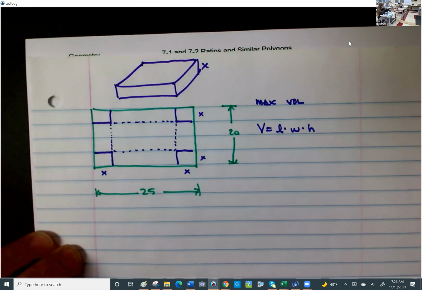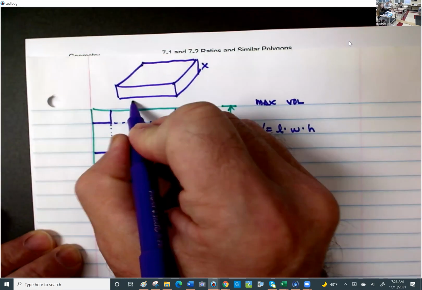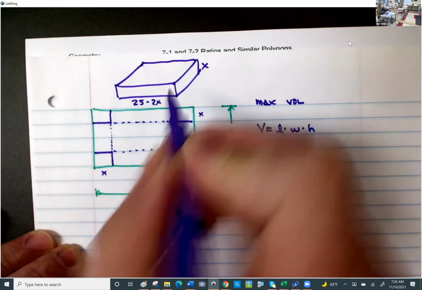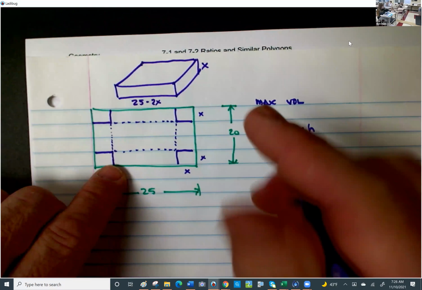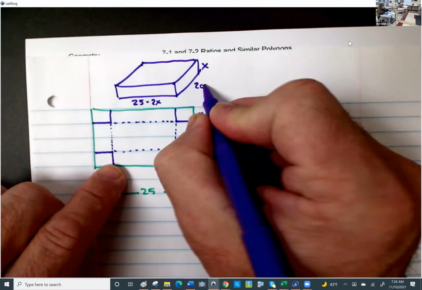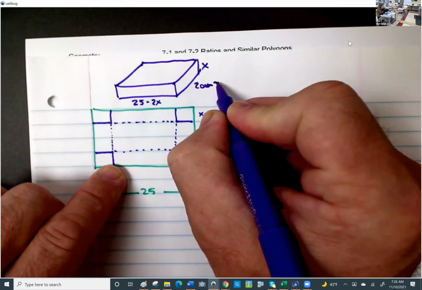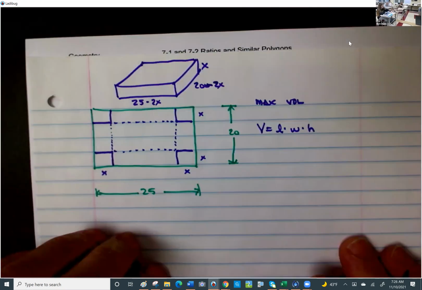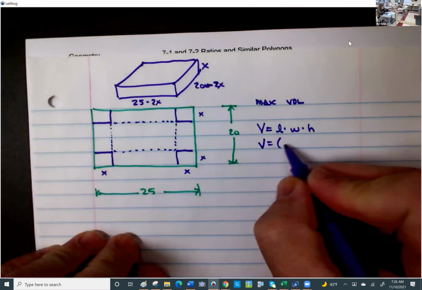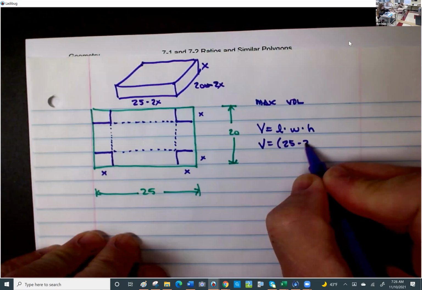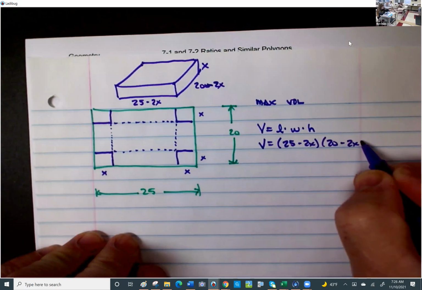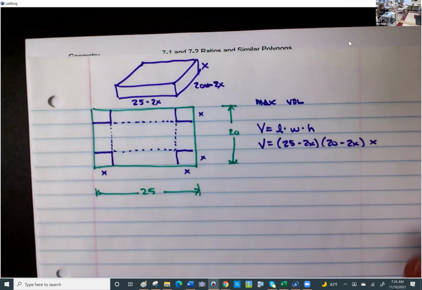Is it 2x minus 20 minus 2x, 25 minus 2x? Yeah, it's the other way around, right? This should be 25 minus the two x's we cut off on either end. And this will be the 20 minus the two x's on either end. So the volume equals 25 minus 2x times 20 minus 2x times x.